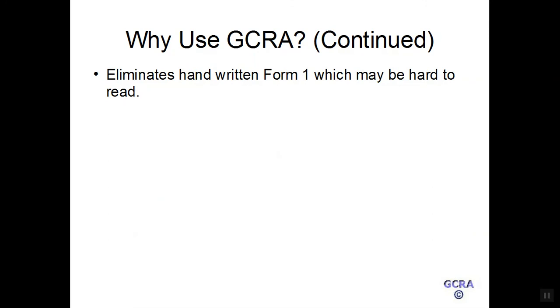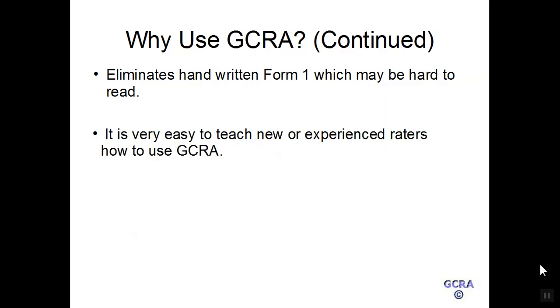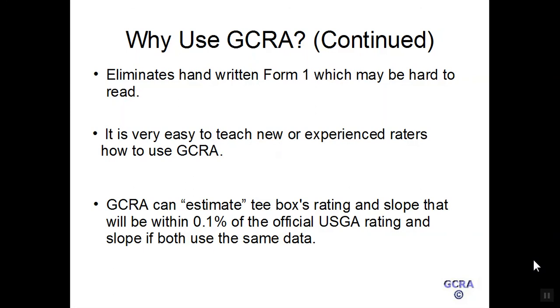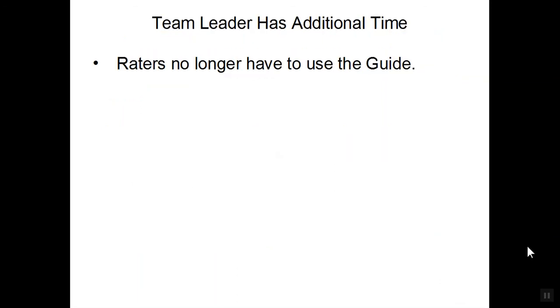It also eliminates the handwritten Form 1, which may be hard to read at times. It's very easy to teach new or experienced raters how to use GCRA because you don't have to go into long, laborious discussions about using a guide, looking up the tables, and adding for adjustment points. So it's very easy to do. As I said, GCRA can estimate a tee box rating and slope that will be within 0.1% of the official USGA rating and slope if both are using the same data. Raters no longer have to use the guides. That's probably one of the biggest areas that we have there.